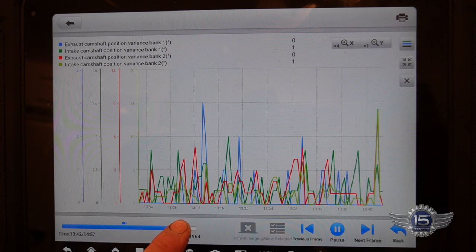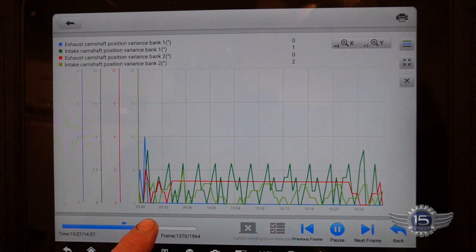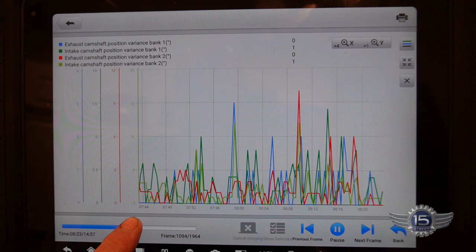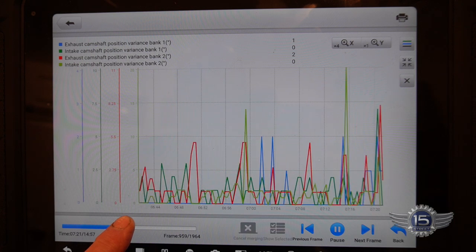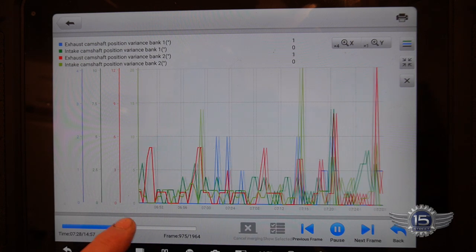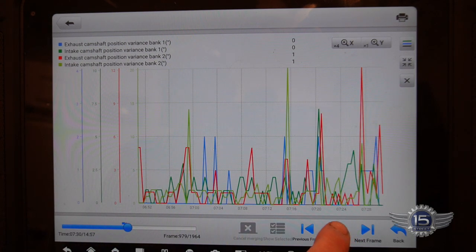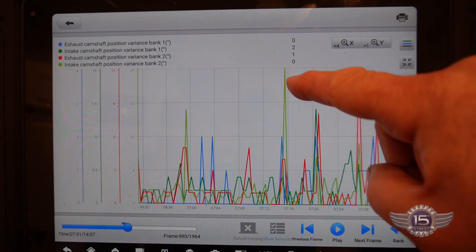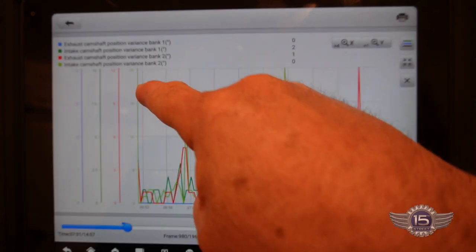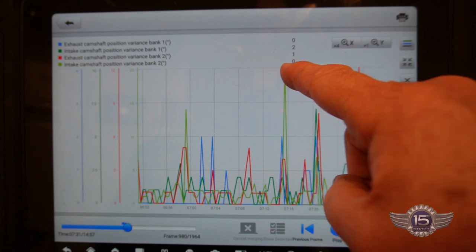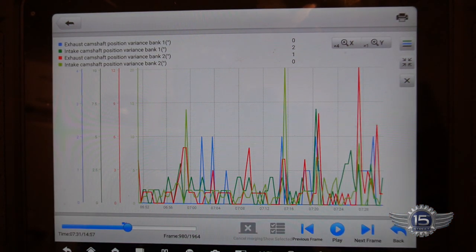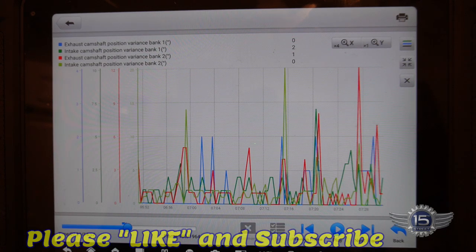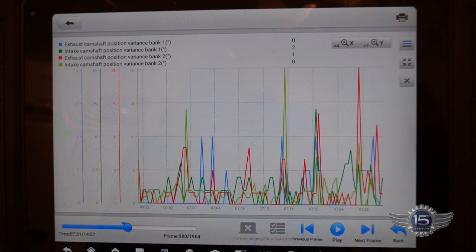I'm curious as to why, I'm dragging it back here now, I want to look at those super high peaks of the intake cam. So I'm going to pause that there. As you can see, the scale is 20 degrees, and it hit the top of that. I'm curious as to why the P0018 didn't reset. It's clearly worse than the exhaust, which set the P0019.